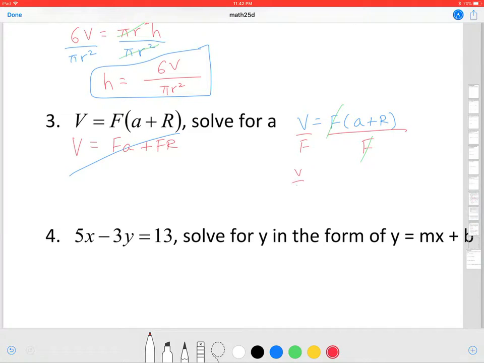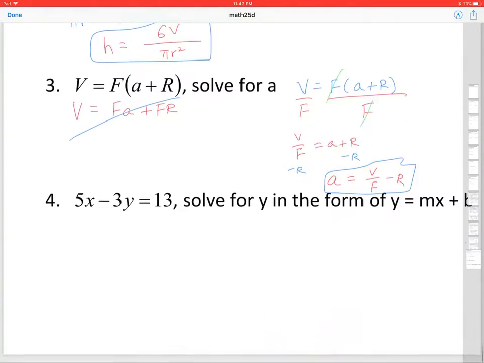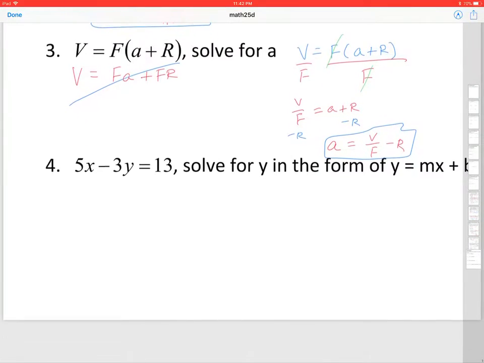I have v over f is equal to a plus r. All I want is a to be by itself. So here, simply subtract r on both sides. My final result should be a is equal to v over f minus r. That should be it. Okay, last problem.